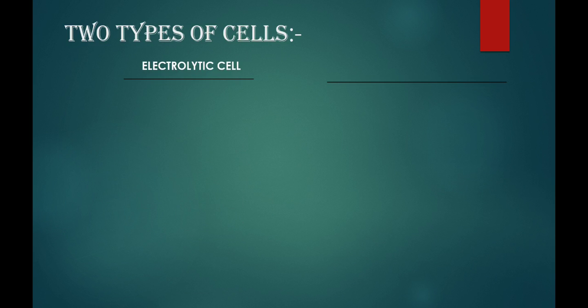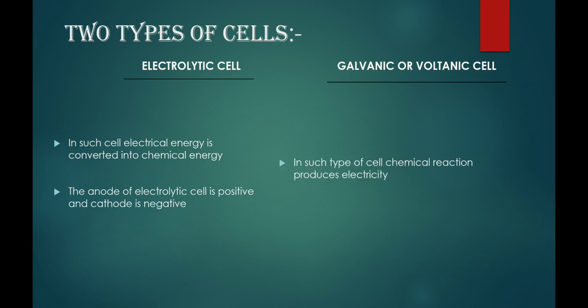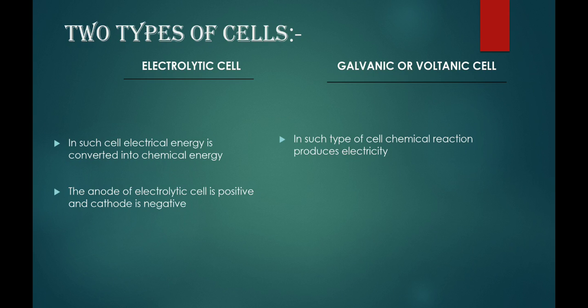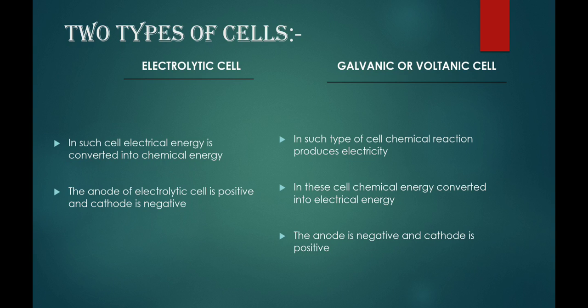See these two types of cells. Electrolytic cell: in such a cell, electrical energy is converted into chemical energy, and the anode of the electrolytic cell is positive and the cathode is negative. Whereas in a galvanic or voltaic cell, chemical energy is converted to electrical energy, meaning a chemical reaction produces electricity. In this cell, chemical energy is converted to electrical, as I told you, and the anode is negative and the cathode is positive.